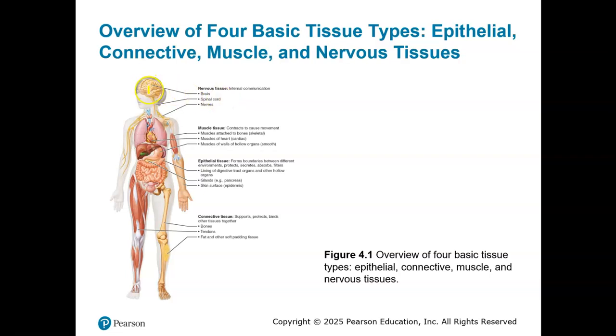Nervous tissue is found in the brain and the spinal cord, and then the nerves that extend from the brain and the spinal cord. We call those cranial and spinal nerves. So the brain, the spinal cord, and nerves. And then muscle tissue includes 3 types of muscle.